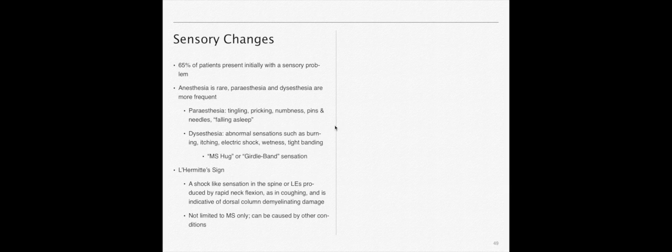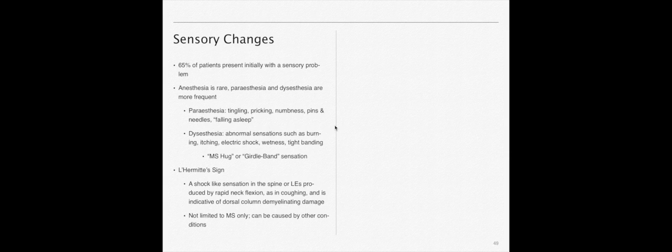There is something that is called the MS hug or the MS girdle, and essentially it's a common dysesthesia around the core or around the trunk, where a person has abnormal sensations, including burning, itching, electric shock, wetness, or even a tight banding around their waist. So that's something to be aware of.